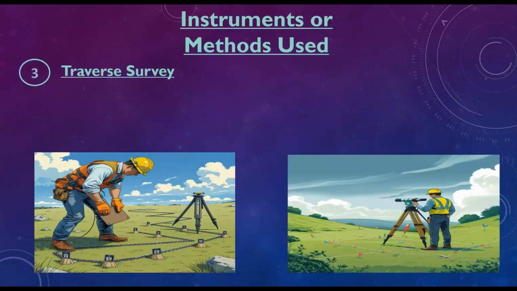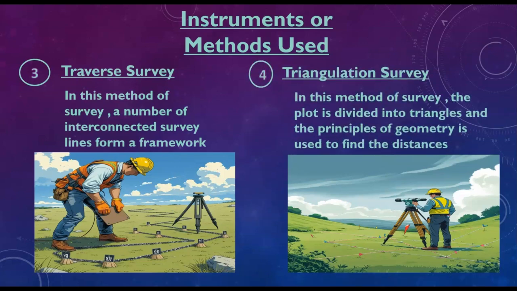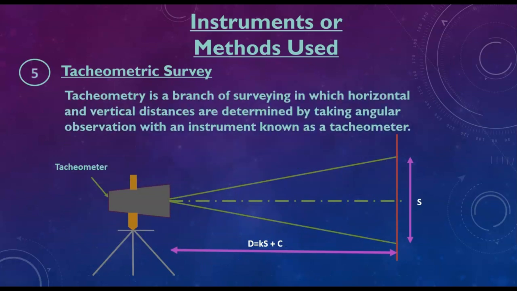And the third one is traverse survey. In this method, a number of interconnected survey lines forms a framework which is known as traverse. It's shown in the figure. Triangulation survey. In this method of survey, the plot is divided into triangles and the principles of geometry is used to find the distance. The fifth one is tachymetric survey. Tachymetry is a branch of surveying in which horizontal and vertical distances are determined by taking angular observations with an instrument known as tachyometer. A schematic diagram of tachyometer is shown in the figure.